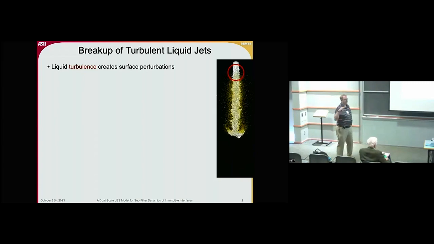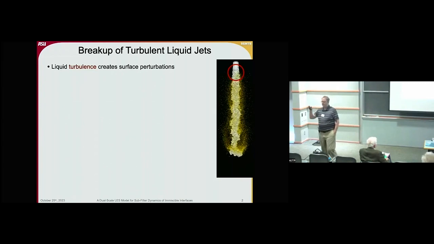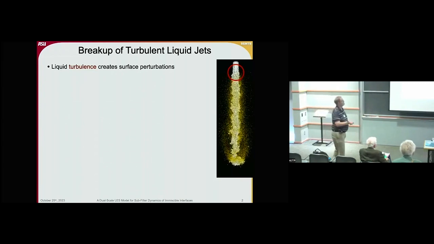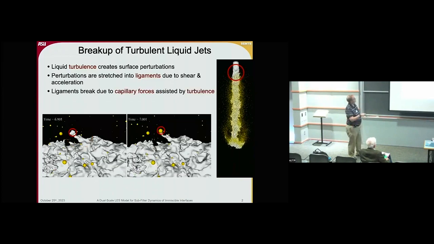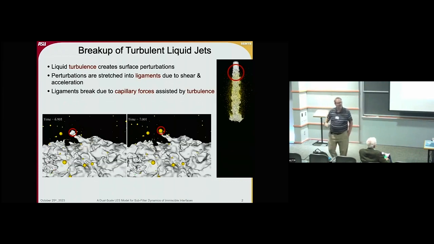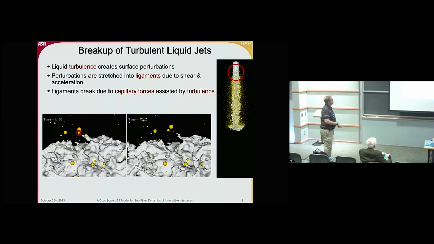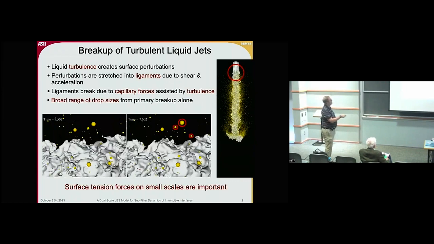There are the streaky structures in the wall boundary layer that after a while get imprinted on the liquid surface and cause corrugations. And then those perturbations are stretched into ligaments due to shear and acceleration. And then those ligaments break due to capillary forces, assisted by additional corrugations imposed by turbulent eddies in the vicinity. And you can actually generate quite a broad range of drop sizes from this primary breakup alone.